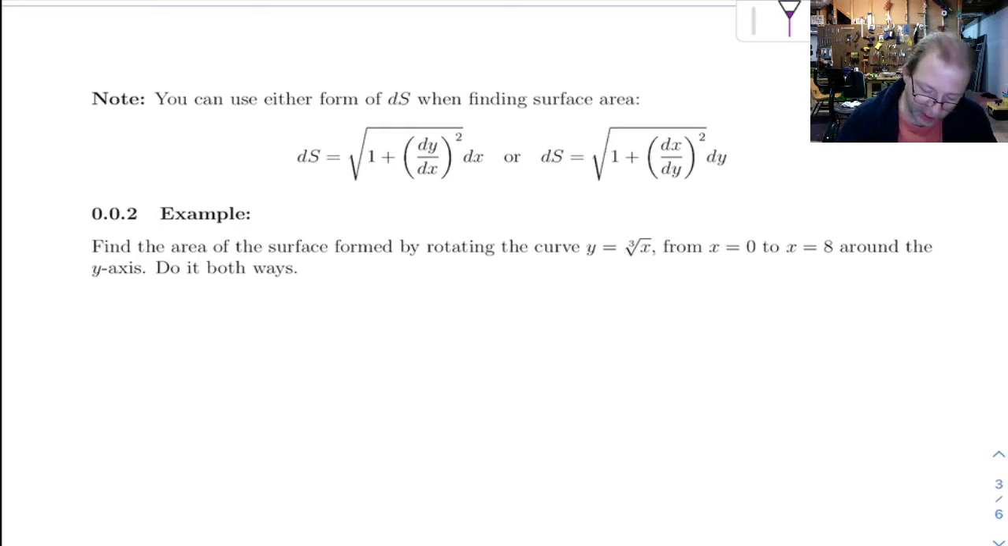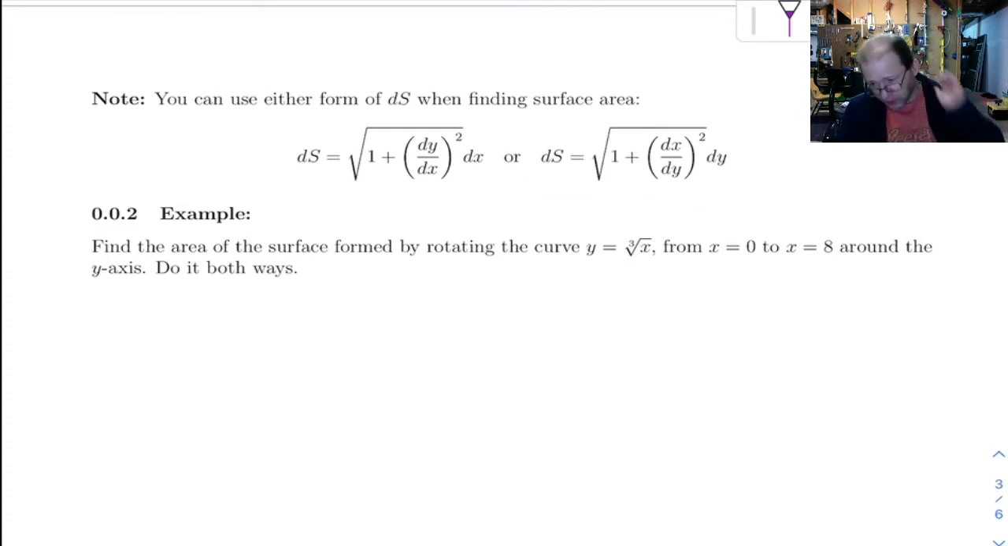All right, before we do this next example, I want to point something out. When you're doing a surface area problem or an arc length problem, you can use either form of ds that you want. You can either do it with this one where it's in terms of x, or this one in terms of y. Now, this is unlike the volume problems.